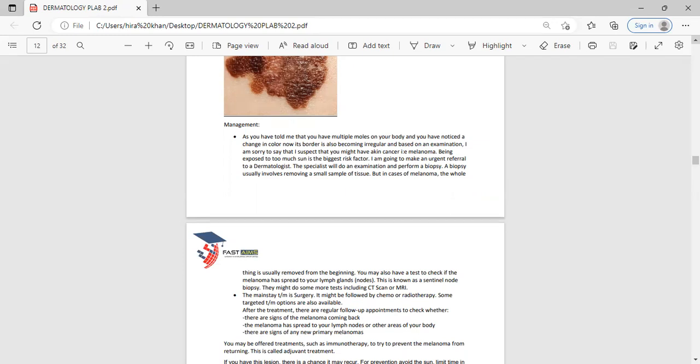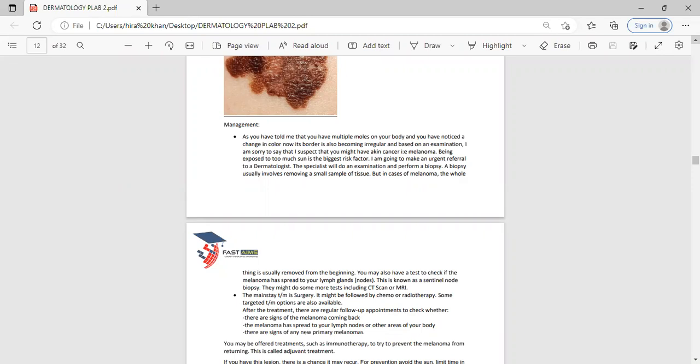And in case of melanoma, the whole of your lesion will be removed from the beginning. And you may have to be tested to check if the melanoma has spread to other parts of the body. For this, they might do another test, that is a sentinel node biopsy, and also they might run a few more tests like a CT scan or MRI. Then they will discuss the options available. So there are multiple treatment options available. Once they confirm it, if it gets confirmed, they will give you different options.